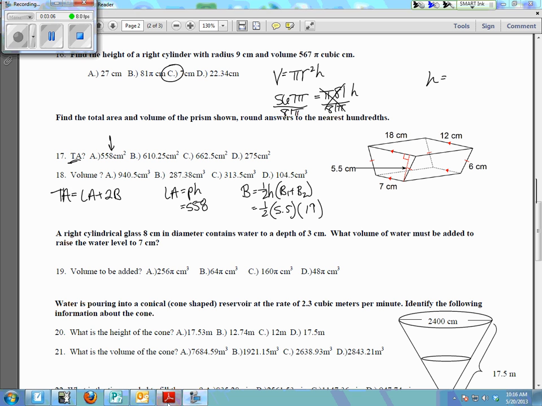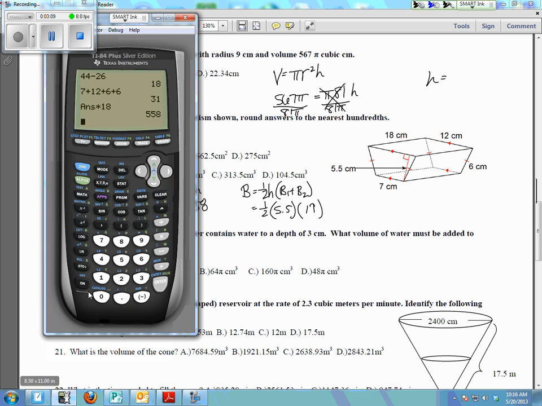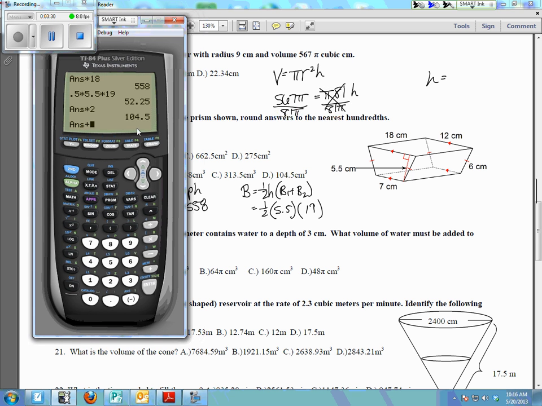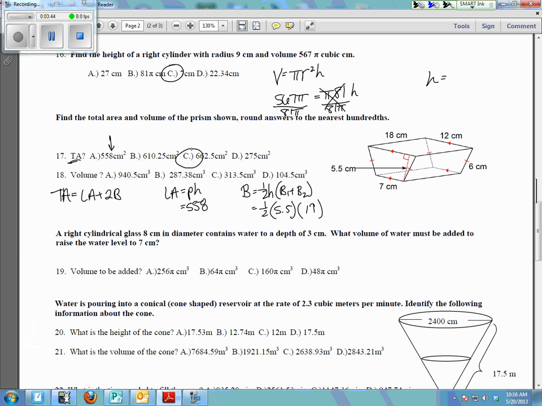So I'm going to take 1/2, multiply it by 5.5, and multiply that by 19. And that gives me a base of 52.25. Okay? Well, I want 2 of those, which is 104.5. And then I want to add to that my 558 from my lateral area. Okay, so 104.5 is 2 bases. 558 is lateral area. Add those together, you get 662.5. So option C is my answer there.